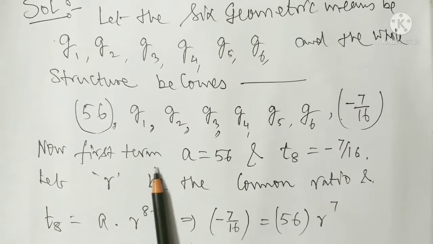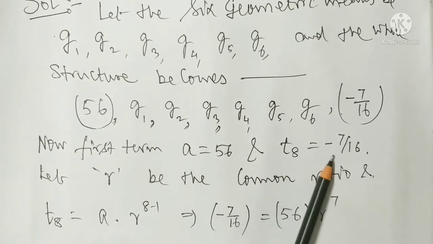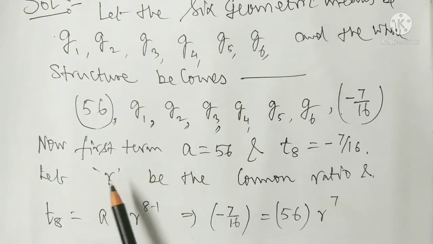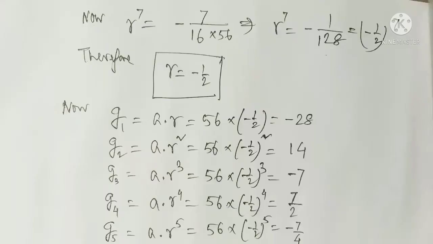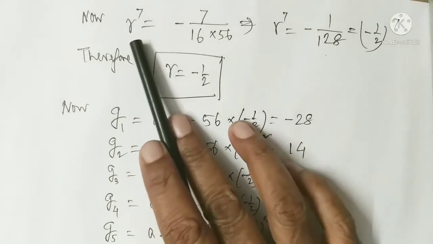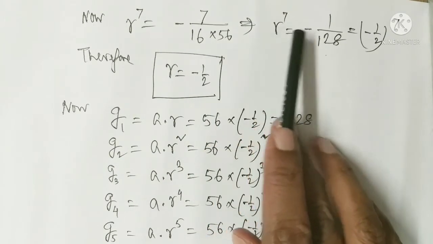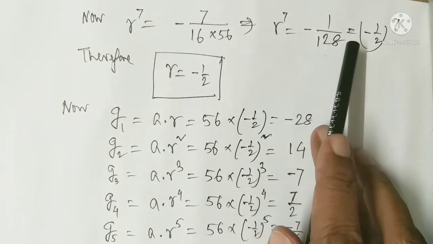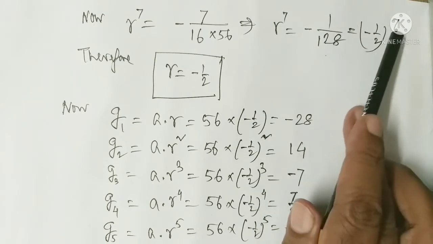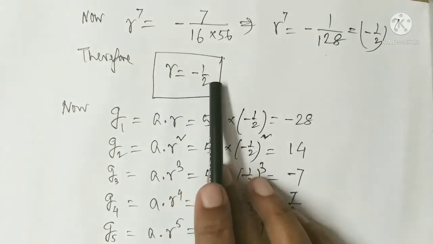Now the first term a is 56, and T8 is minus 7 by 16. Let r be the common ratio, and T8 equals a r to the power 8 minus 1, equals minus 7 by 16, equals 56 into r to the power 7. Now r to the power 7 equals minus 7 by 16 into 56, and it becomes r to the power 7 equals minus 1 by 128, equals minus 1 by 2 whole to the power 7. Therefore r equals minus half.